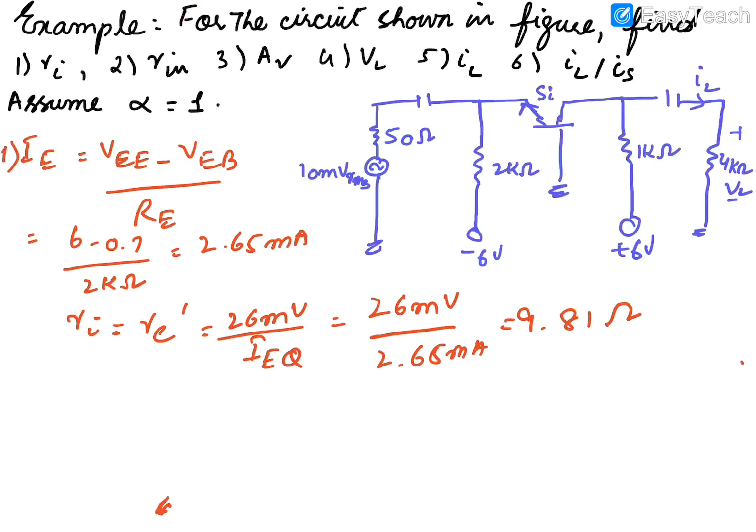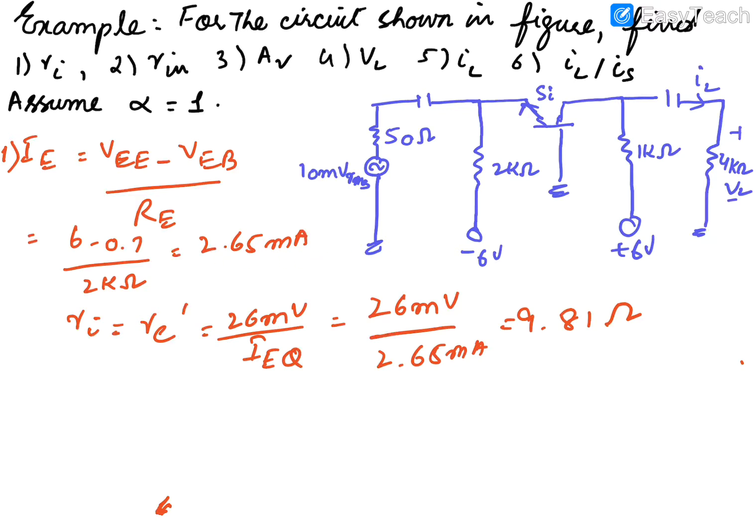Next there is an example where for a common base configuration case, you have to find the value of Ri, stage input resistance, open loop voltage gain, VL, load current, and the overall current gain value, and you have to assume alpha is equal to 1. First you have to find the Q point value of emitter current, which is equal to VEE minus VEB divided by RE. So this is equal to 2.65 milliampere.